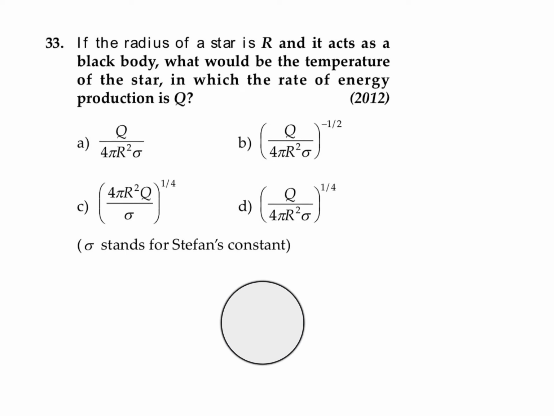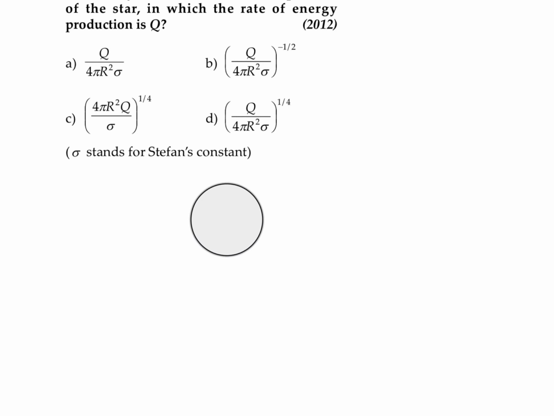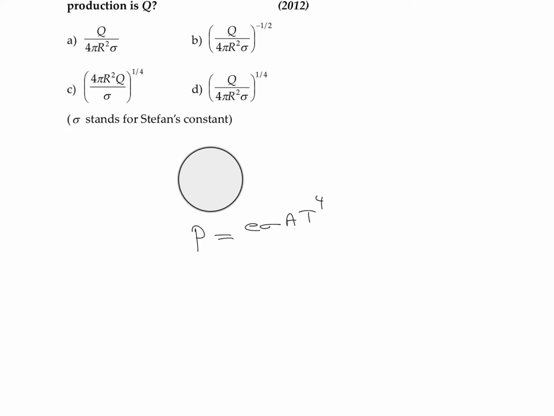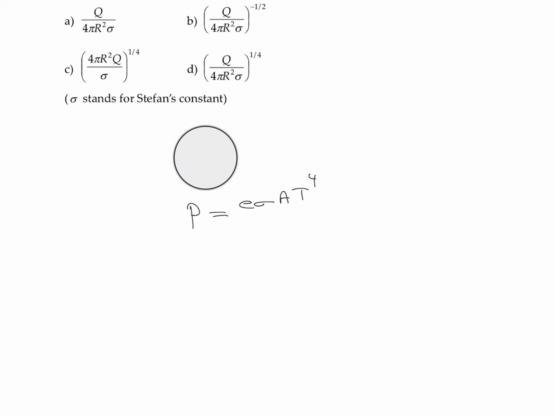So we can write the heat production, P, will be equal to the heat energy which is removed. That is equal to E sigma A T raised to 4, where T is the temperature of the object. Now substitute the values in this situation: for a black body the value of E is equal to 1. We can write sigma into the surface area, which we can take as 4 pi r squared, into the temperature of the object raised to 4.